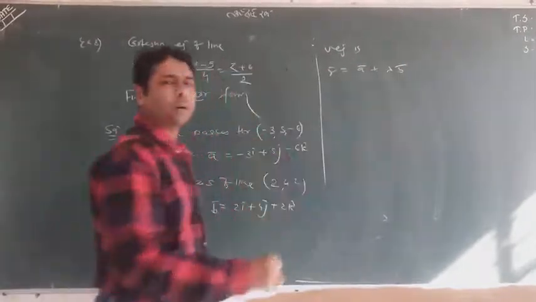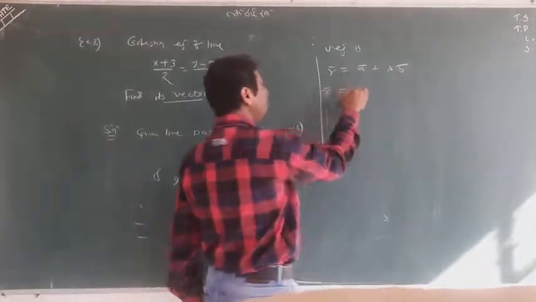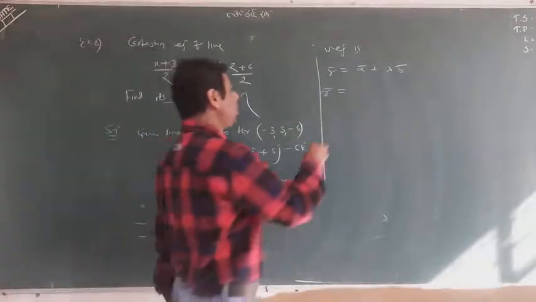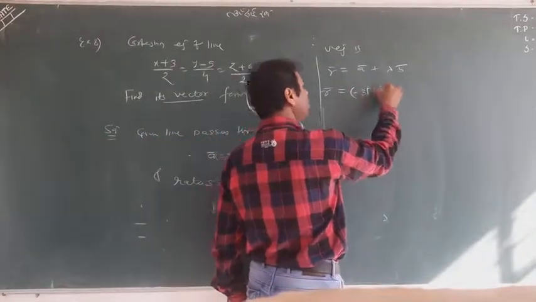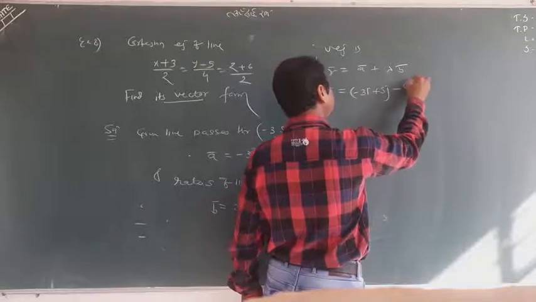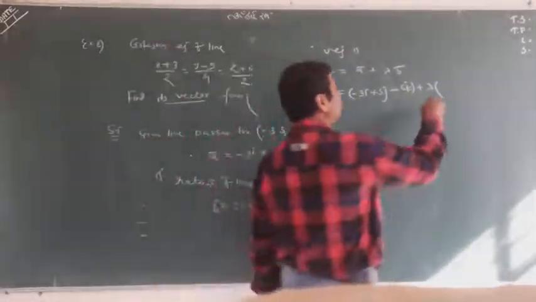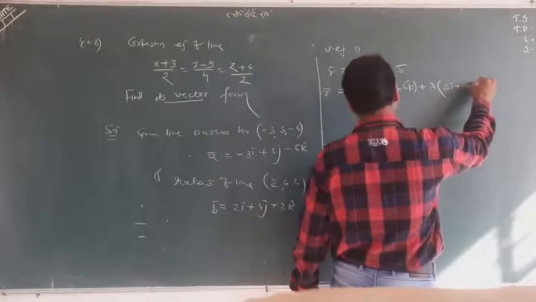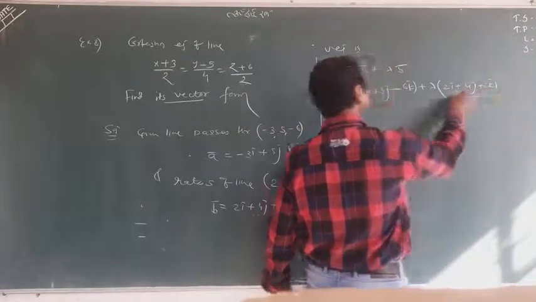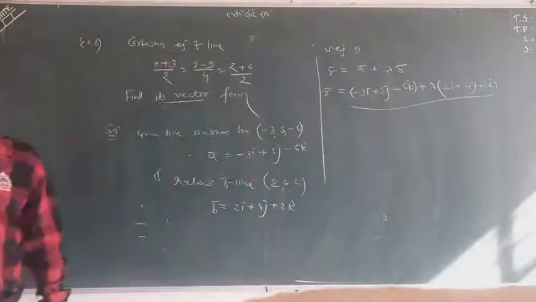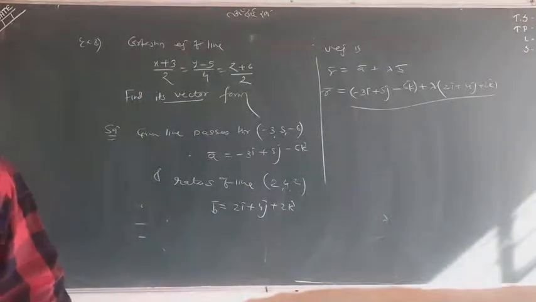Go on. So r = a + λb. R equal to a meaning -3i + 5j - 6k, plus λb, where b = 2i + 4j + 2k. And this is the answer. This is the vector form. So it's easy. I don't think that you're not getting it.